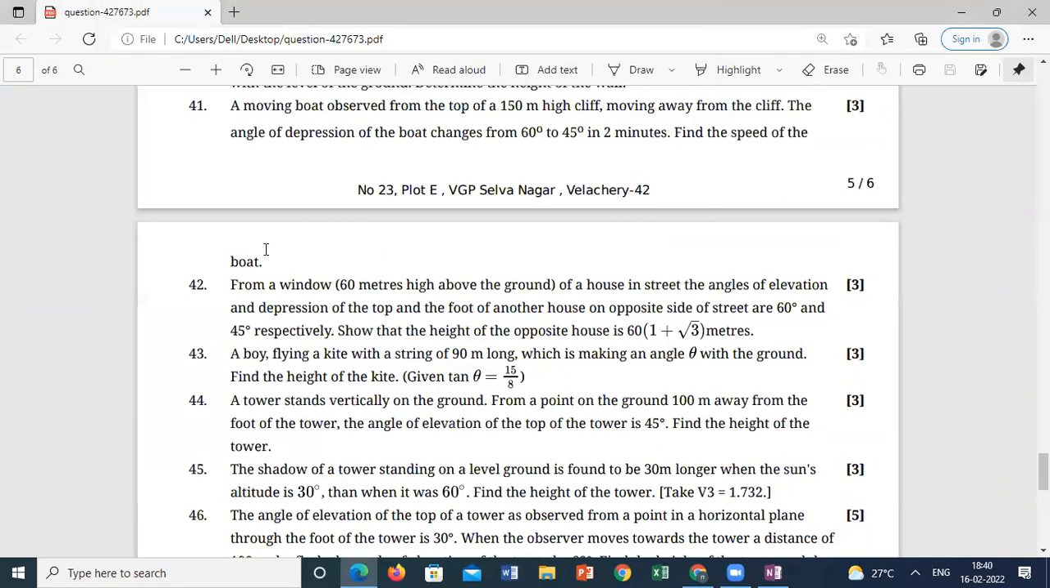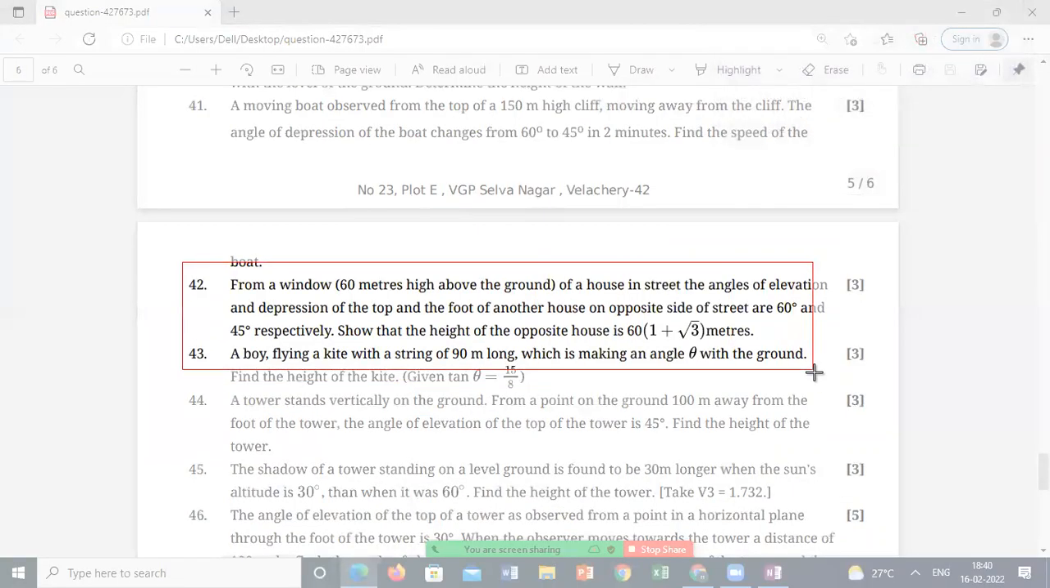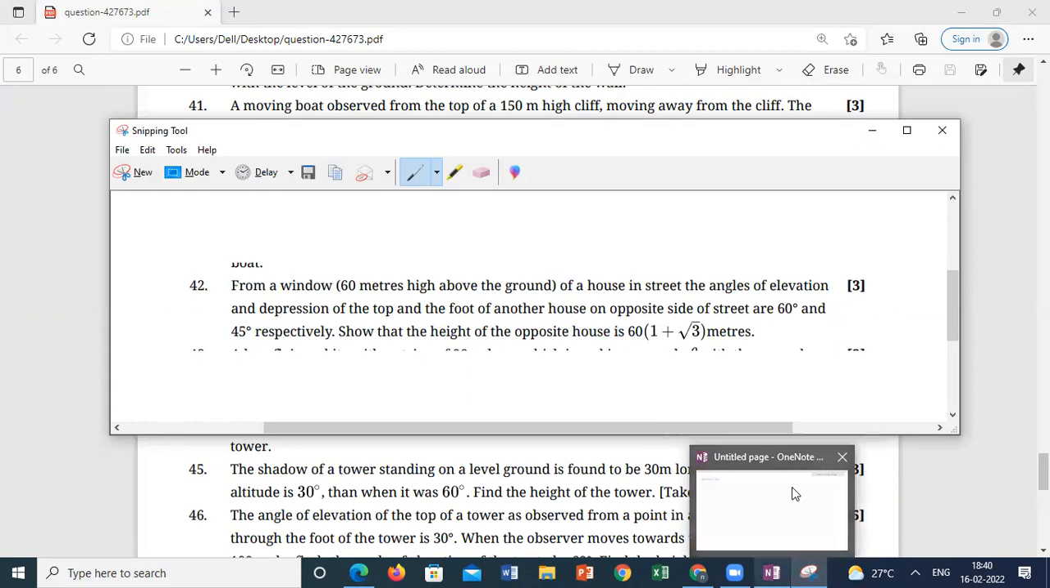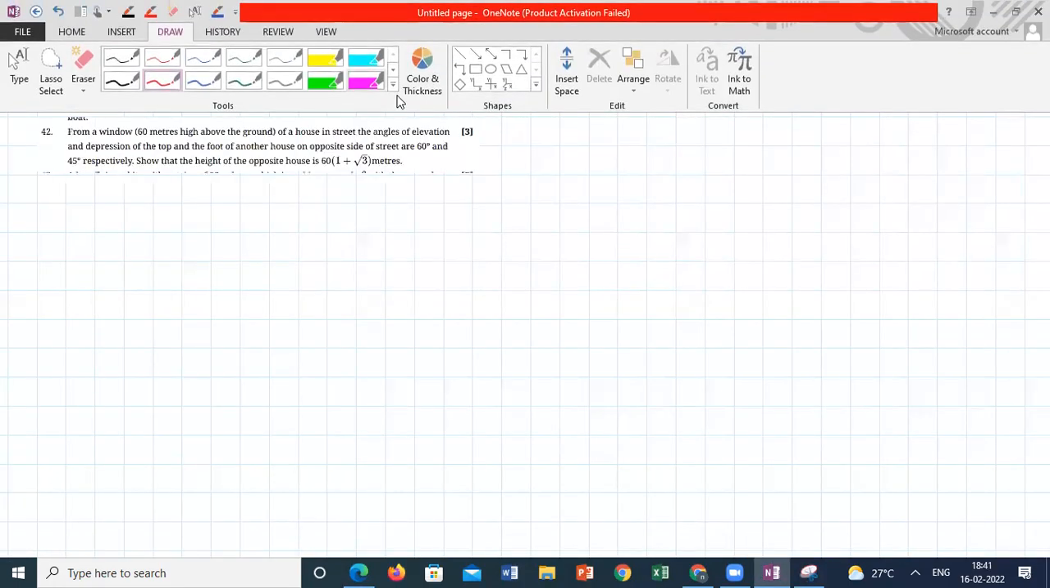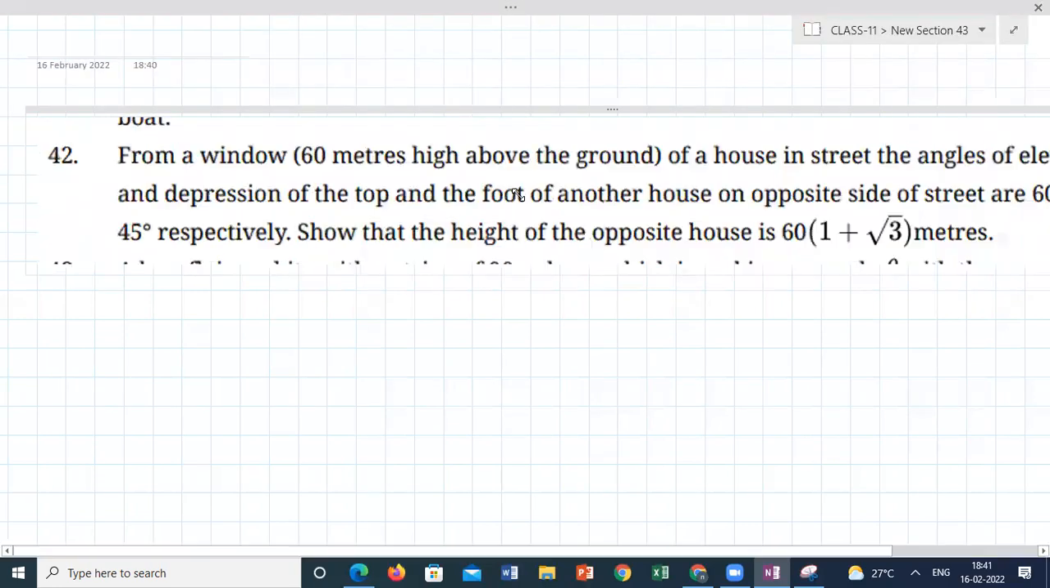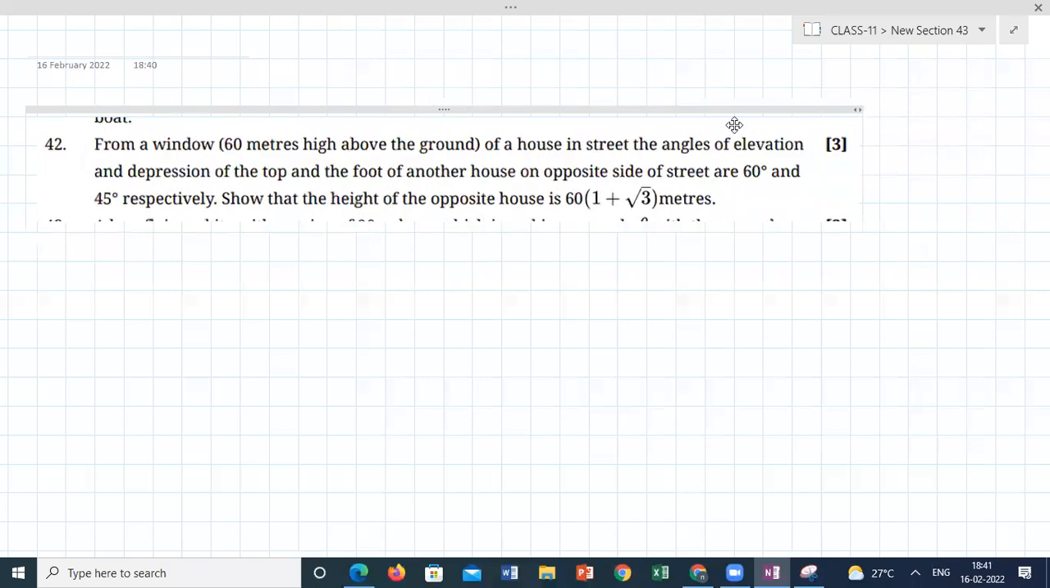Now, question 42. Try this question. The answer is also given here. After solving, you have to show that the height of the opposite house is 60 of 1 plus root 3. So no need to solve for root 3 and all. Yes, you have to mention it in irrational form, that's it. No need to keep it in decimal form or simplified form.